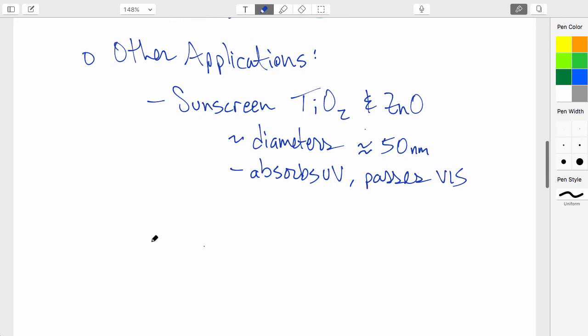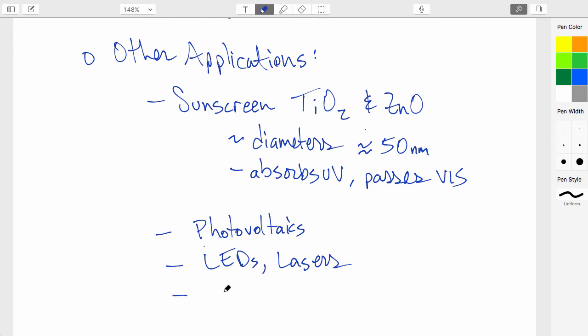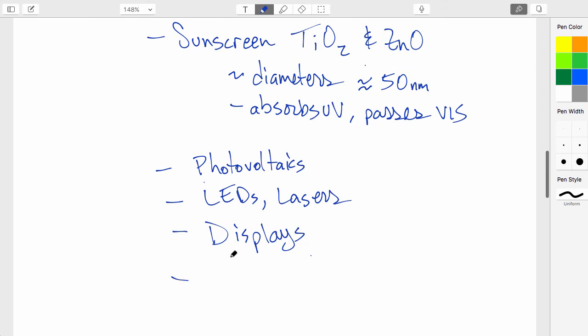And there are, of course, many others like photovoltaics, light-emitting diodes, lasers, many displays use quantum dots for the color filters or in producing color in the display. And so we're going to take a brief look at all these just to get a sense. And all of these use semiconductor quantum dots in one way or another.